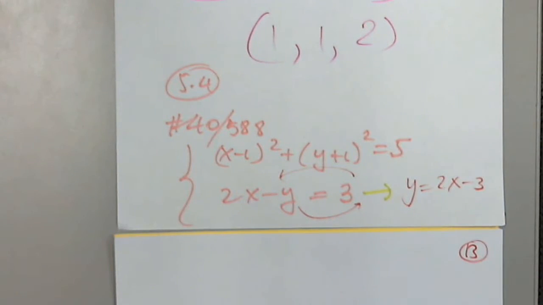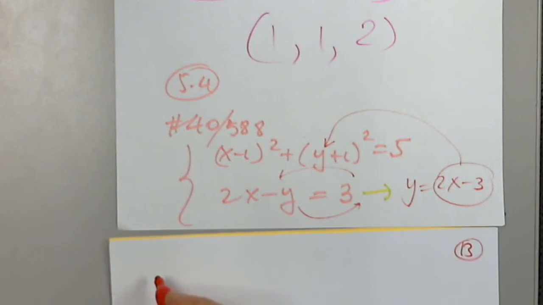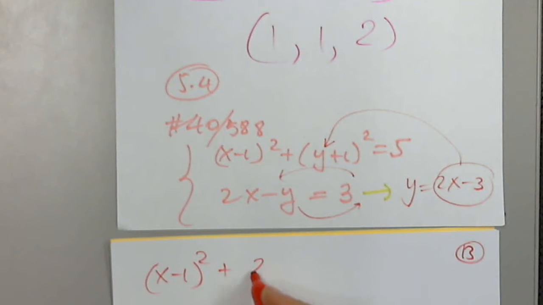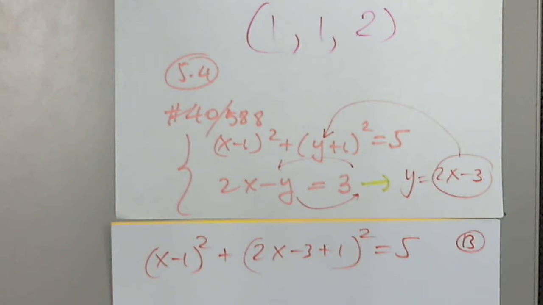How do I proceed? Plug in 2x minus 3 for the y value. In the y value in here. Good. So then I have x minus 1 squared plus 2x minus 3 plus 1, everything squared equals 5. Awesome. What will be my next step? Clean it up. Very good. Let's clean it up. Well done.